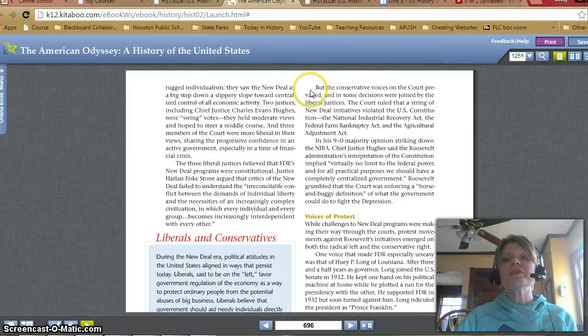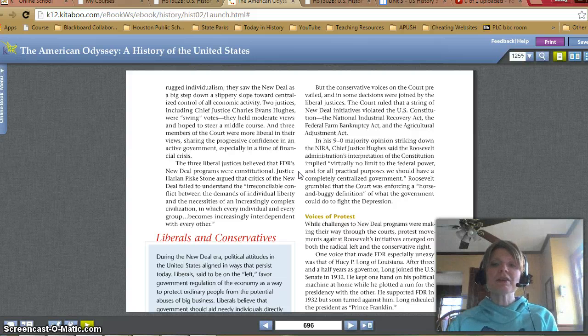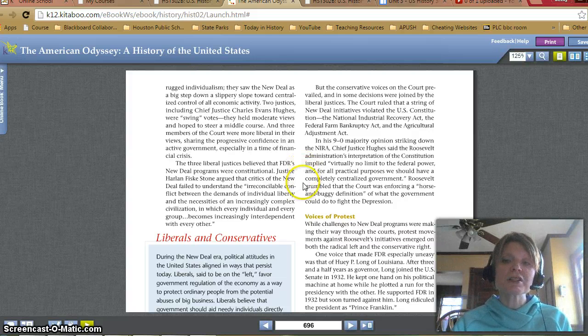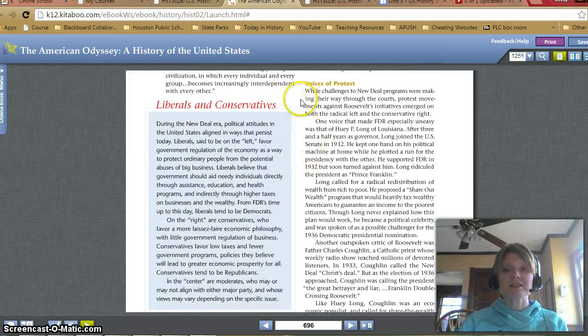But the conservative voices on the court prevailed, and some decisions were joined by the liberal justices. The court ruled that a string of New Deal initiatives violated the U.S. Constitution: the National Recovery Act, the Federal Farm Bankruptcy Act, and the Agricultural Adjustment Act. In his 9-1 majority opinion striking down the NIRA, Chief Justice Hughes said that the Roosevelt administration's interpretation of the Constitution implied virtually no limit to federal power, and for all practical purposes we should have completely centralized government. Roosevelt grumbled that the court was enforcing a horse and buggy definition of what the government could do to fight the Depression.